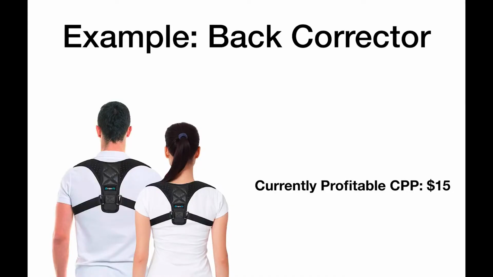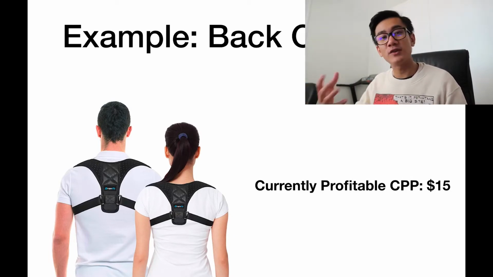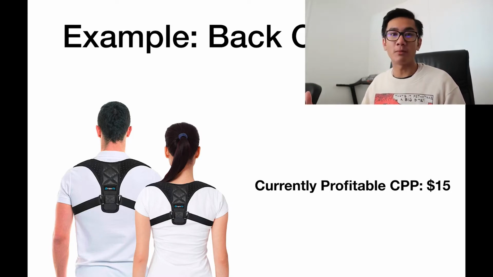I'm going to give you an example so you'll be able to really visualize this. This will make things much easier to follow. So I went through the extra step of using the back corrector. It went viral, and I also set a current profitable CPP. Let's say the average cost per purchase is $15 and that's how you're making money. You're making probably a $20 to $25 profit margin, probably even more if you include upsells, and you're getting cost per purchases at $15.